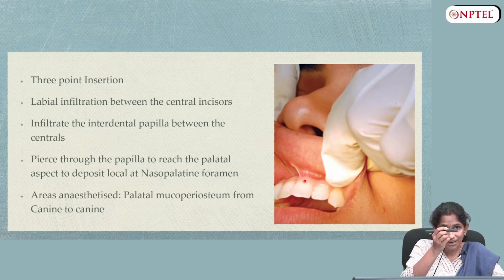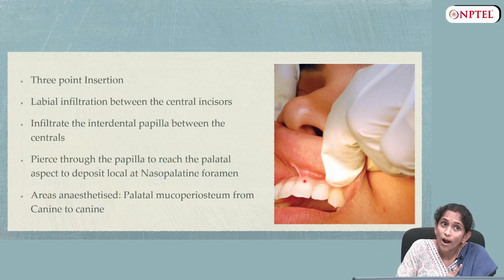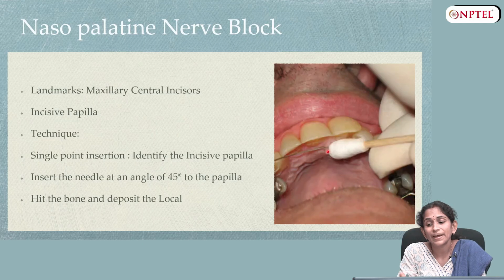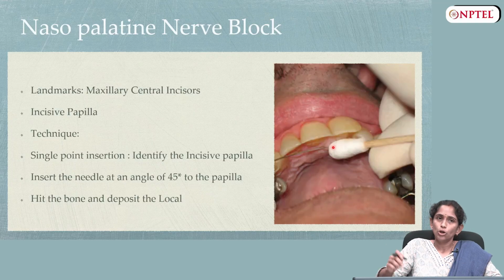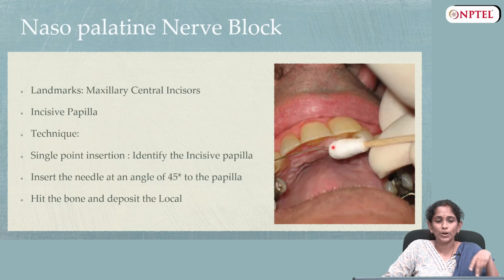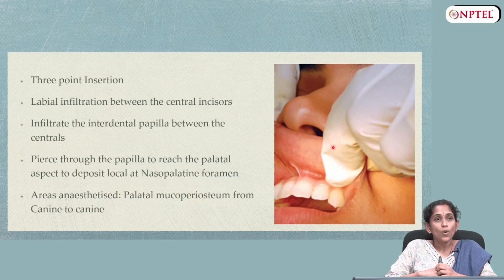Then retrieve the needle, go back in like how we have done the single point insertion. Now go and insert the needle at an angle of 45 degrees into the palatal aspect. Now the pain is not going to be there because we have already infiltrated this area. So you can easily reach the nasopalatine canal, aspirate and deposit the local anesthetic. So this is the 3-point insertion technique, whereas the first one we saw, wherein we are directly inserting into the incisive papilla, is the single point insertion technique.